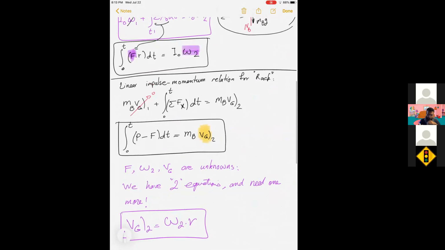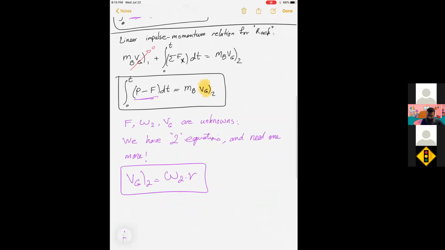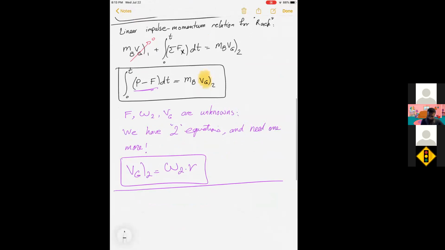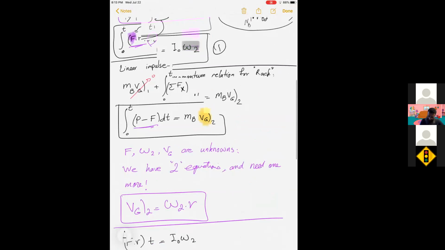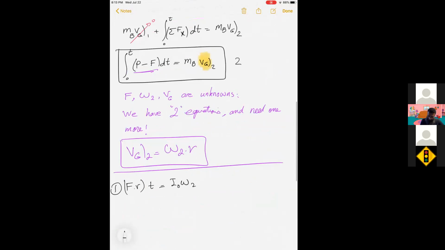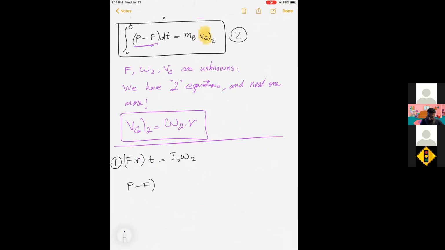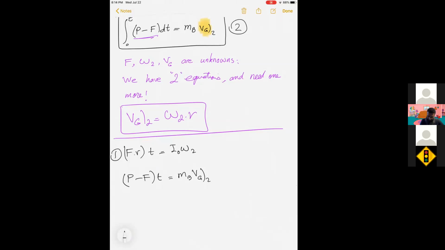Now I'm going to rewrite all equations. Apparently, F is constant, so this integral becomes simple, and P and F are constant, so that one becomes simple. If you rewrite those three equations, from the first one you're going to get F R t is I about O omega 2. This is equation 1, right? This is equation 2. You're going to get (P minus F) times t is m_B vG2. And this is equation 3: vG2 is going to be R omega 2. So you can simply substitute here and get m_B R omega 2.